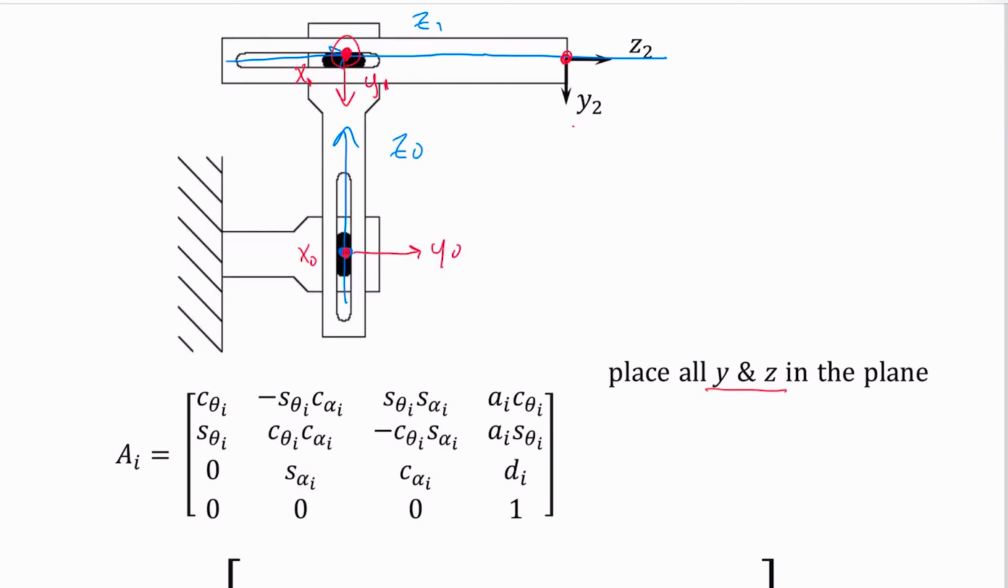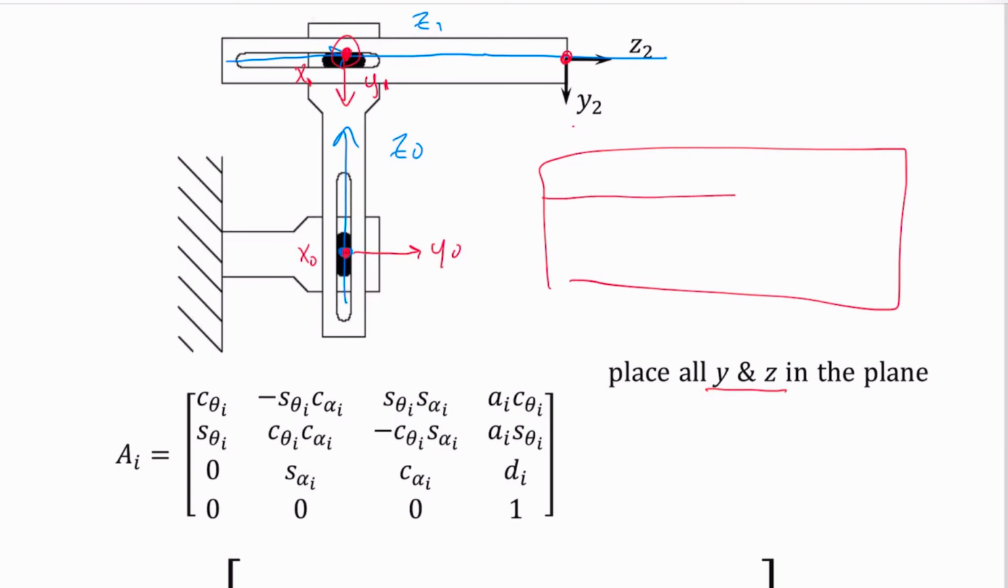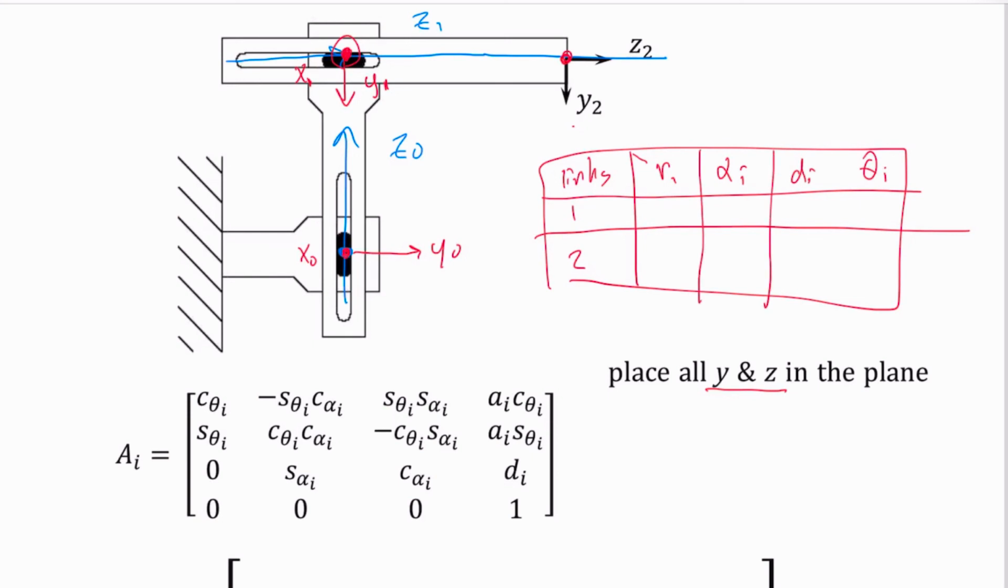Now it's time to build our table. So the table, you've got our links 1 and 2. We've got our Ri, our alpha i, our Di, and our theta i. Our radial offset, since our origins intersect, we'll have a 0 there. Our alpha i is our twist around our X1 to get from our previous Z0. So I had my Z0 to my Z1, that's a negative 90 degrees. Remember, it's a total 270 degrees here. So I'll do a negative 90 degrees.